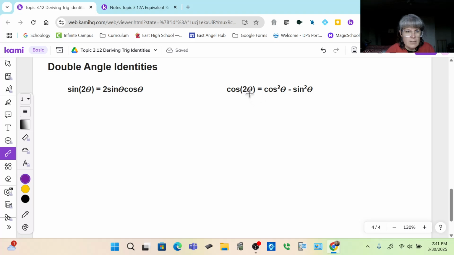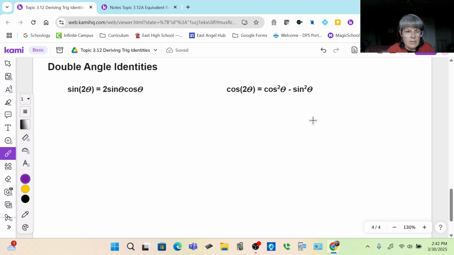Cosine 2 theta, and the reason these are called double angles is because we are doubling the measure of our angle. Cosine 2 theta is equal to cosine squared theta minus sine squared theta. Now don't confuse this with the Pythagorean identity that says cosine squared plus sine squared is going to equal 1. That's not the case here. We have cosine squared minus sine squared.